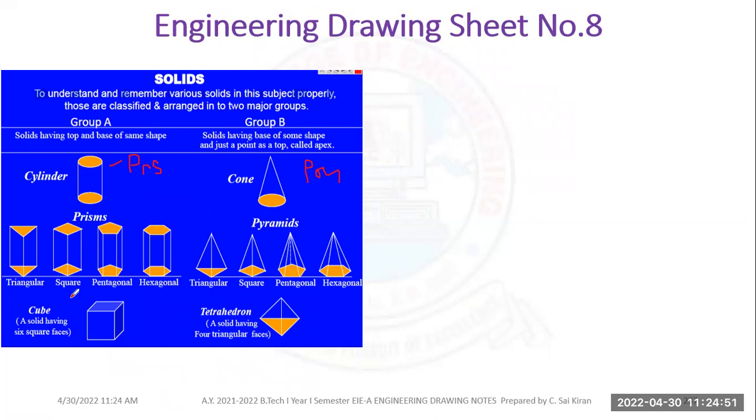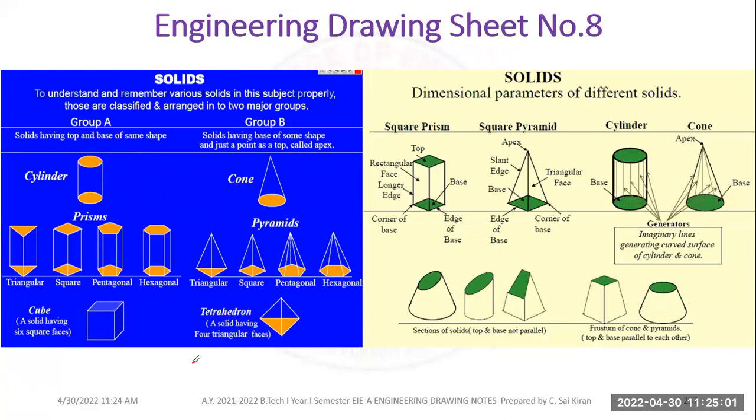For prisms: triangular, square, pentagon, hexagon. Cube has all six square faces. Tetrahedron is a solid with four triangular faces. For the prism, there is a top face and a bottom face. These are the corners, this is the edge, and you have a rectangular face. This is called the longer edge, which is touching the bottom and top.